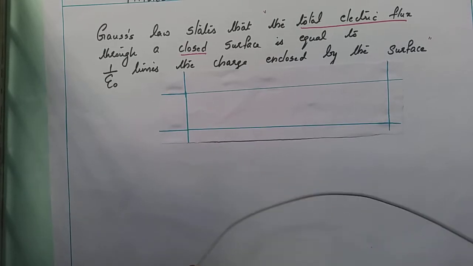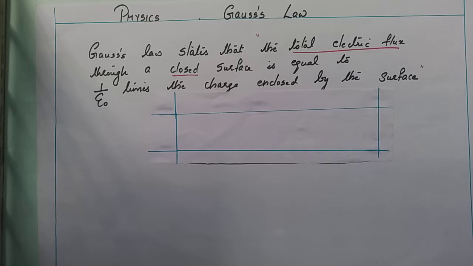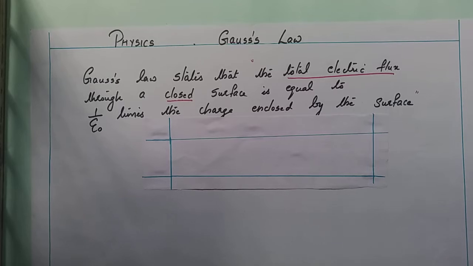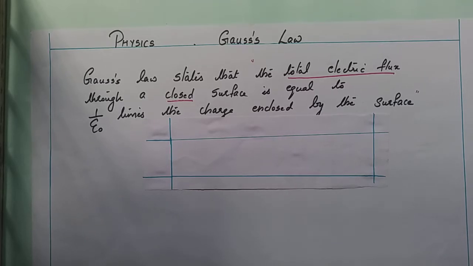Gauss's law states that the total electric flux through a closed surface is equal to 1 by epsilon 0 times the charge enclosed by the surface. Total electric flux through a closed surface is equal to 1 by epsilon 0. Epsilon 0 we know is the permittivity of free space. 1 by epsilon 0 times the charge enclosed by the surface.